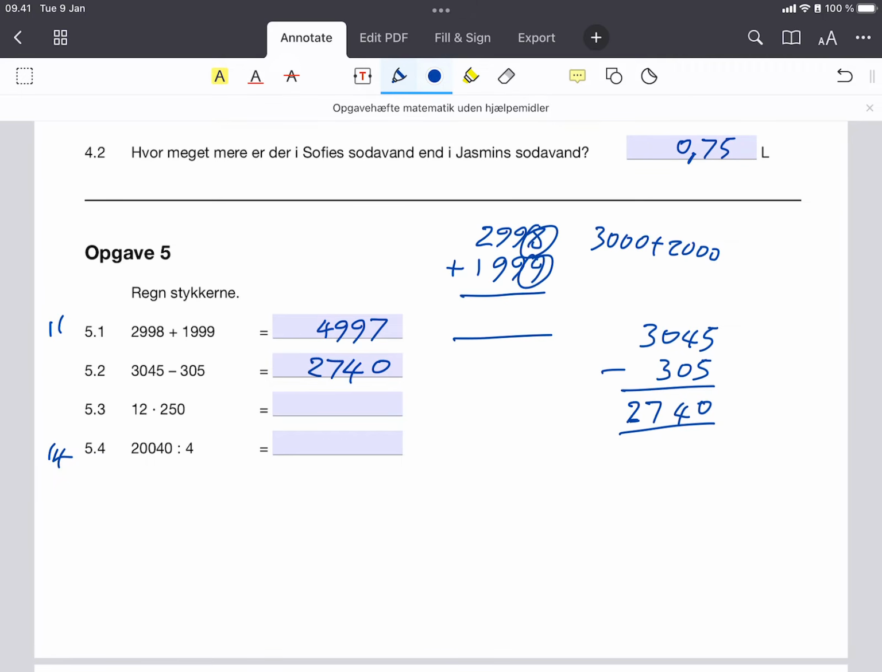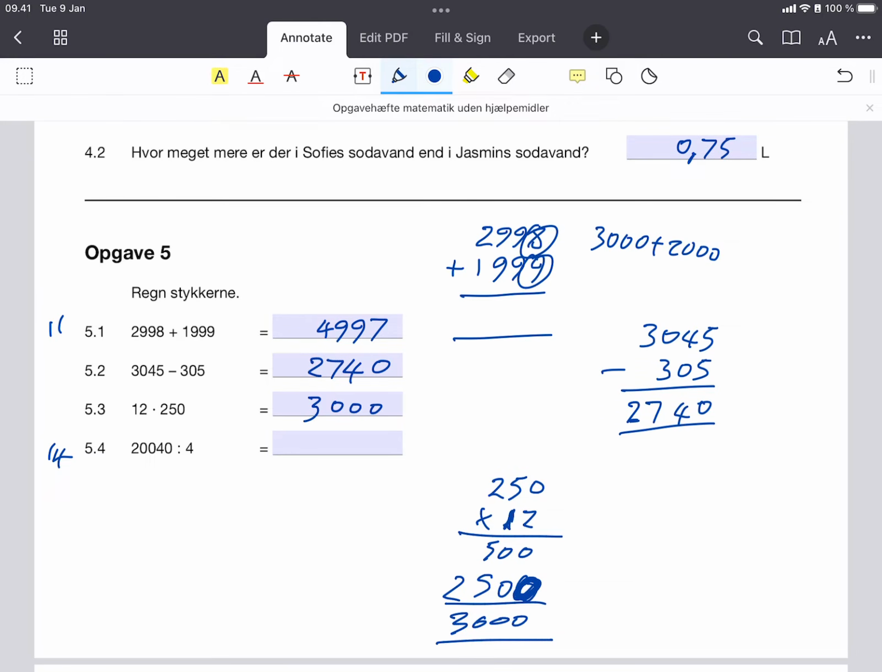Then 12 times 250. I'm going to flip that round and do 250 times 12. So 2 times 250 is 500. And I'm going to do 1 times 250, but it's really 10 times 250, so I'll stick an extra 0 in there. And then 1 times 250 is 250. So we get 500 plus 2,500, which is 3,000.